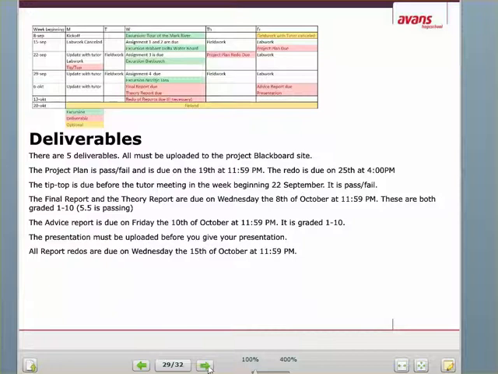So those are the deliverables. Oh, no, I haven't finished. And of course, all reports and redos of reports are due on the 15th of October.